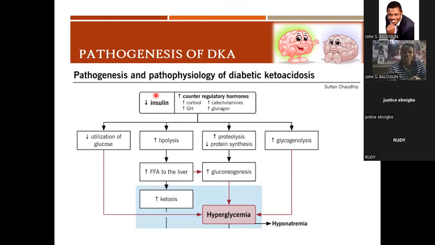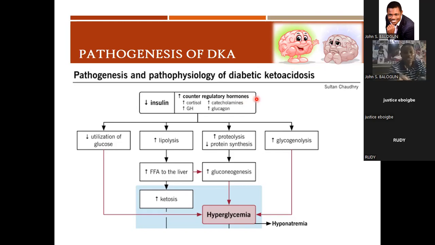Now look at the first point here. There is reduction in insulin. Insulin level has dropped. When insulin level drops, what happens? There is increased production of the counter-regulatory hormones. And what are the counter-regulatory hormones? Please take note of them. These are questions that come out in MCQ. We have cortisol, growth hormone, catecholamines, glucagon. These are the counter-regulatory hormones.